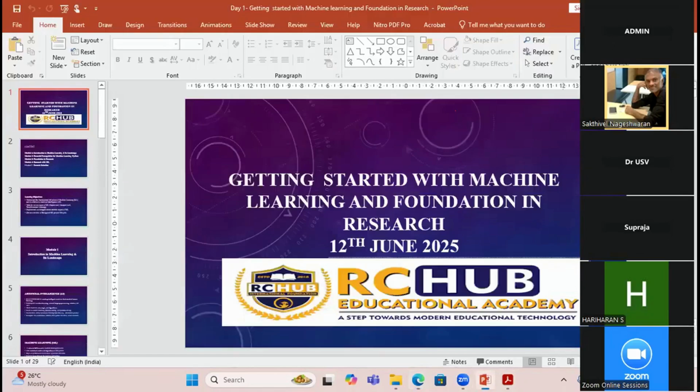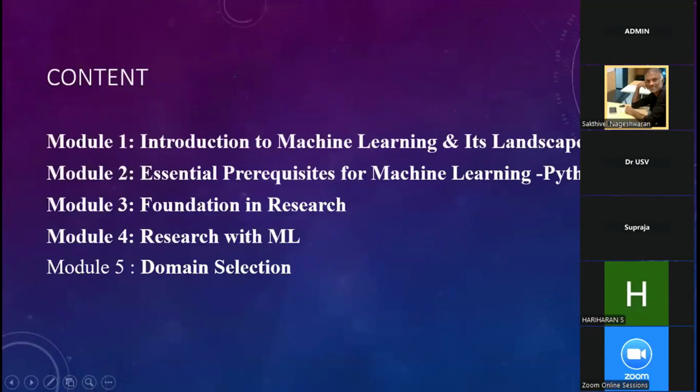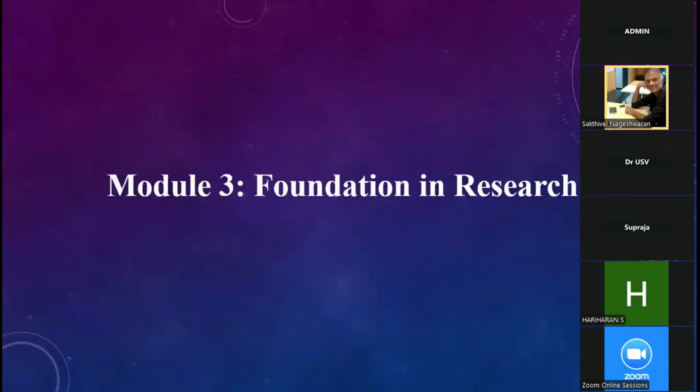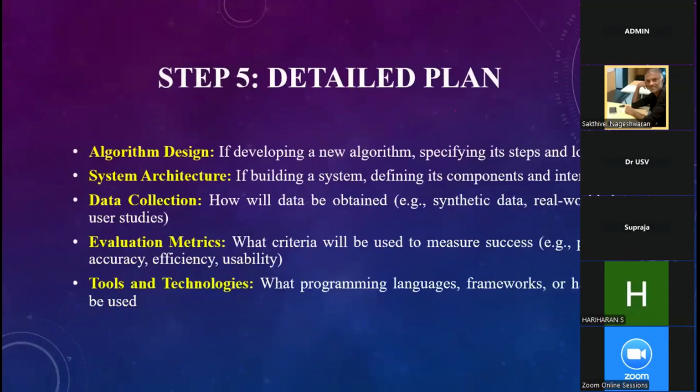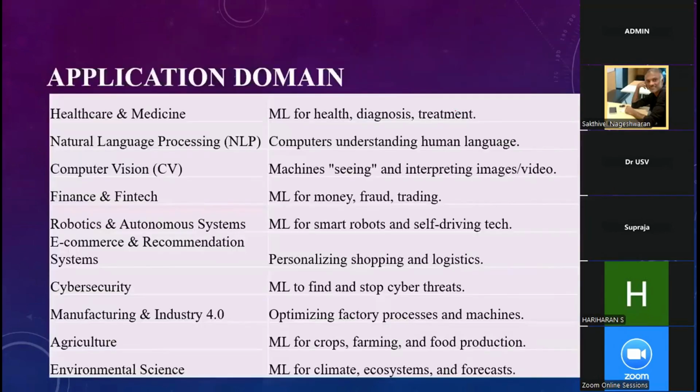Yeah. So now we go back to the session. Now you can see, this is the second one, and the third one, foundation of research, I gave here, and the fourth one is research with ML. And now we move on to the domain selection so that you can understand what the different types of domains available in machine learning are, right? First thing, in the application domain, on the left hand side, these are all the applications. Any one application you can choose for your research work.